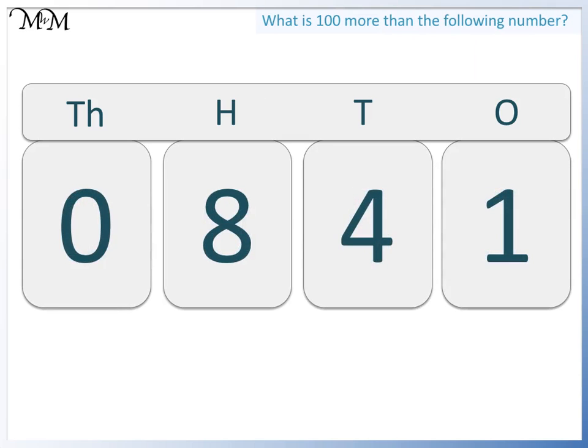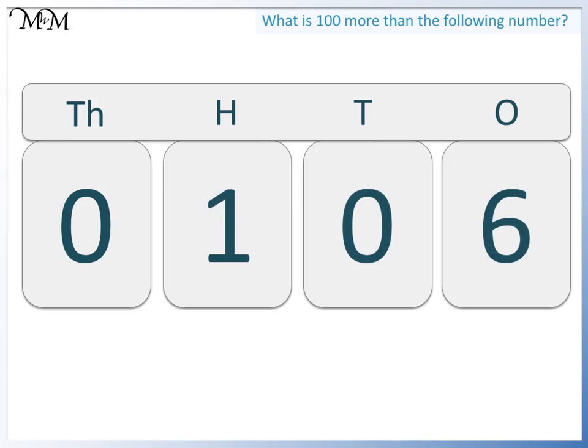What is 100 more than 841? To add 100, we add 1 to the hundreds column, which means we add 1 to 8. 8 plus 1 equals 9. So the answer is 941. What is 100 more than 106? We add 1 to the hundreds column. So the 100 becomes 200. The answer is 206.